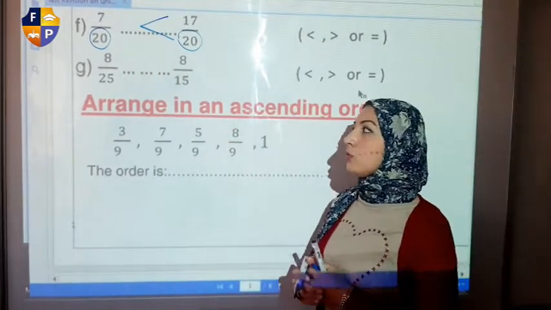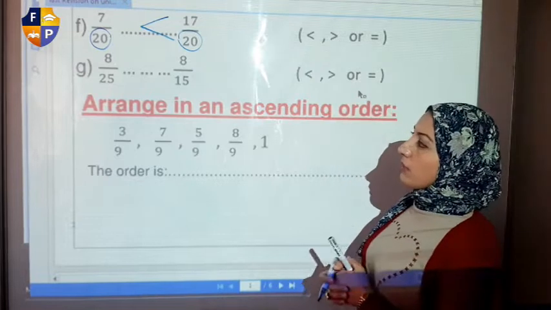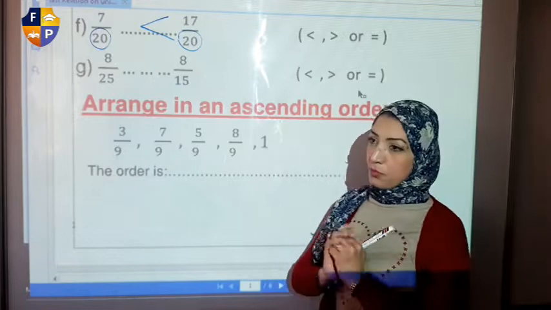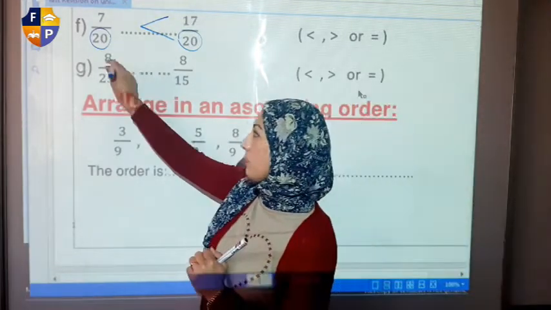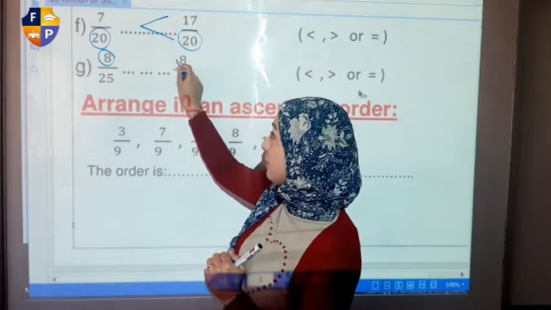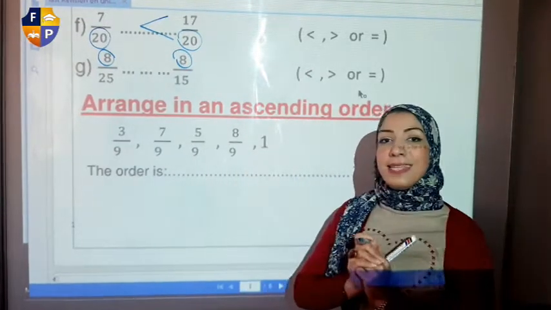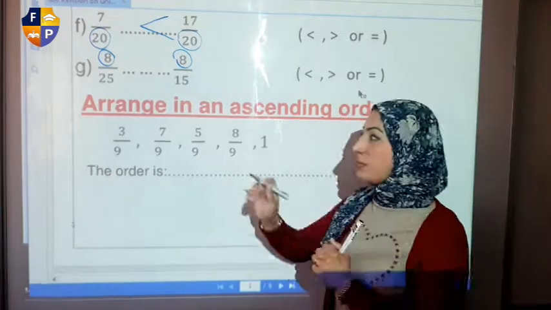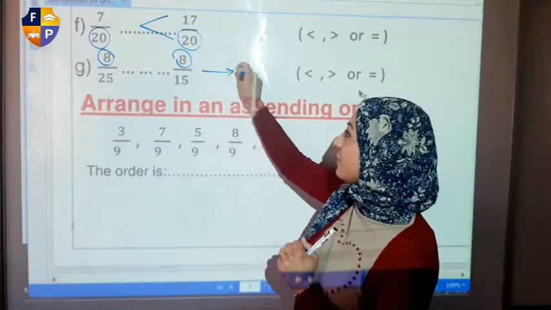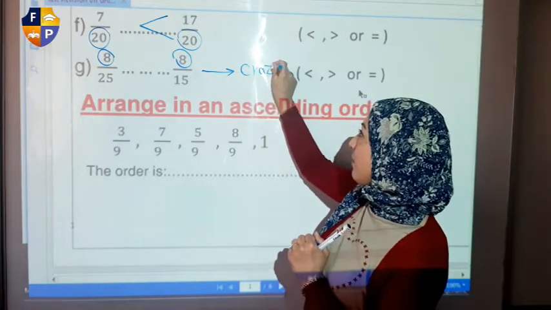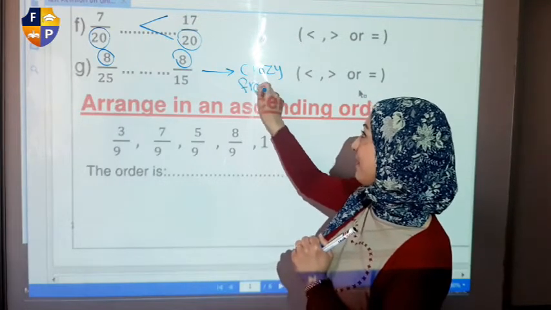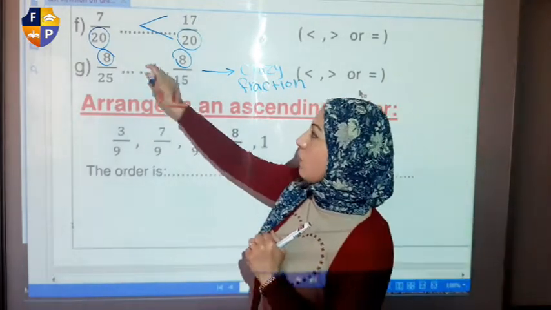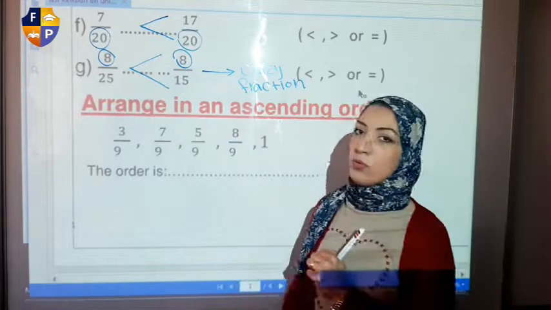Next one, 8 over 25, 8 over 15. Which fraction is the greatest? Here, as we said before, circle the common number. Here the common number is 8, in the numerator. As we said before, if the common number is in the numerator, this is called a crazy fraction. So here 8 over 15 will be greater than 8 over 25.